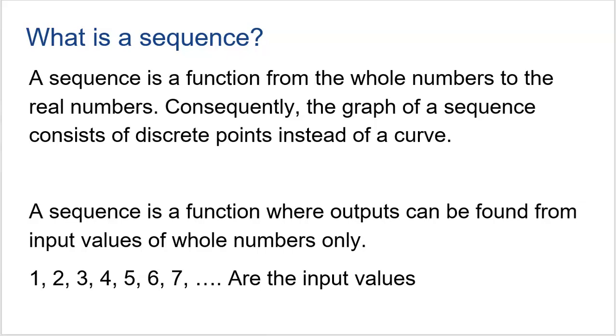So keep in mind, we all know what a function is. Input goes in, output comes out. But with a sequence, only whole numbers can go in. That's counting numbers, 1, 2, 3, 4, 5, 6, 7. We don't plug in 0, we don't plug in decimals, we don't plug in negatives, we only plug in positive whole numbers. Now, what can come out? Well, anything. Any real number could come out, but only whole numbers can go in.